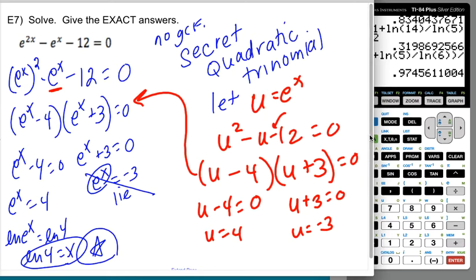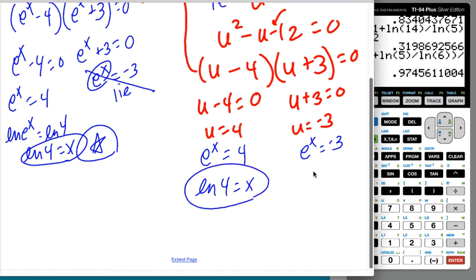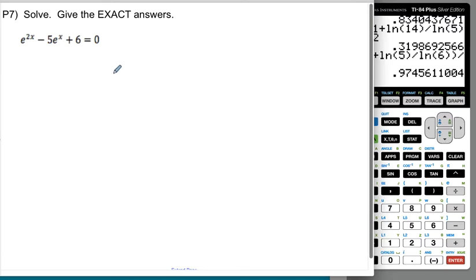Now, if you had done it where you solved all the way down here for the u, you would have had to replace this u with an e to the x and finish solving. And then you'd get in the same spot. You'd get a natural log of 4 for this x, or you'd get no solution because this one's a lie, right? That's not a solution. You can't take the natural log of negative 3. Okay, so you're going to go ahead and try a P7, and then that'll be it for our chapter 6.